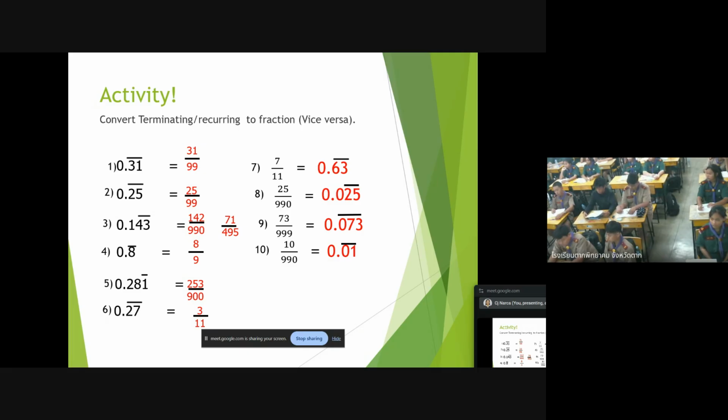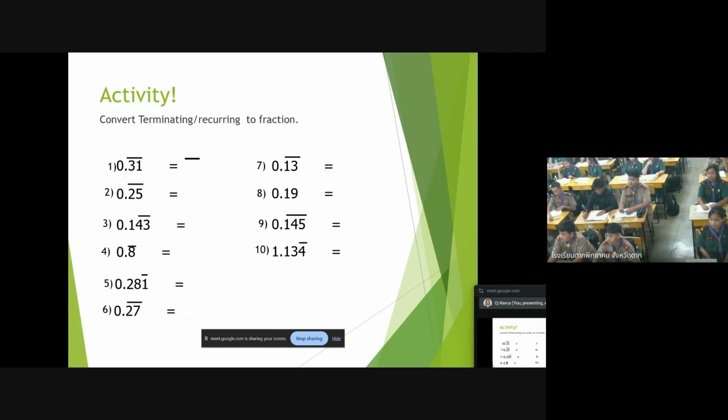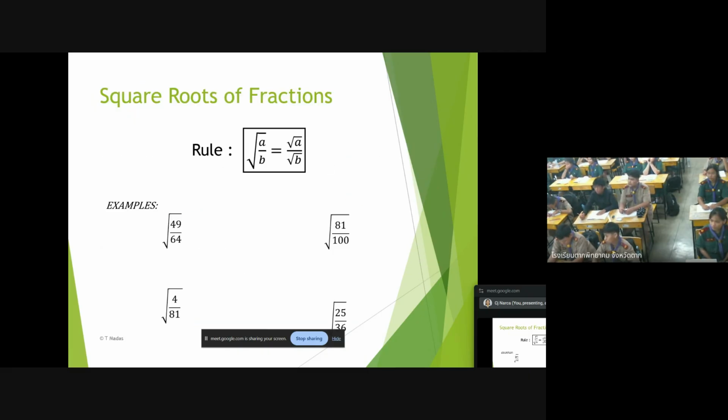What is square root? Square root is what? Anyone? Yeah, I know, that is root. Okay? Square root is this one. Okay, wait a minute. Wait. Okay, this one.